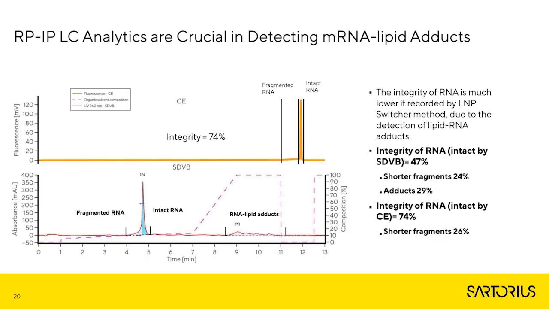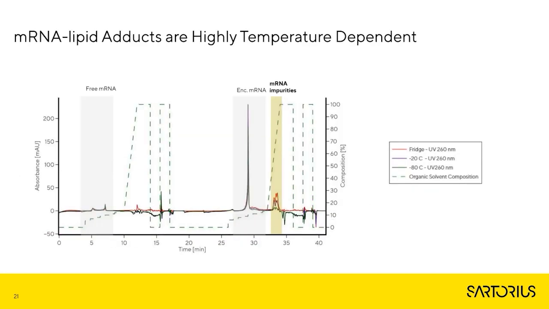And here we can see an example from our analytics. We have capillary electrophoresis on the top and SDVB, so reverse phase ion pair analytics, on the bottom from the LNP switcher. We can see that by CE, the integrity of this RNA is 74%, whilst by SDVB it is only 47%. But if we combine the intact part with the adduct part, we get the same percentages. Basically, those two co-elute in the CE because they are similar by size but very different by hydrophobicity. So that's why it's important to monitor those by reverse phase ion pair chromatography.